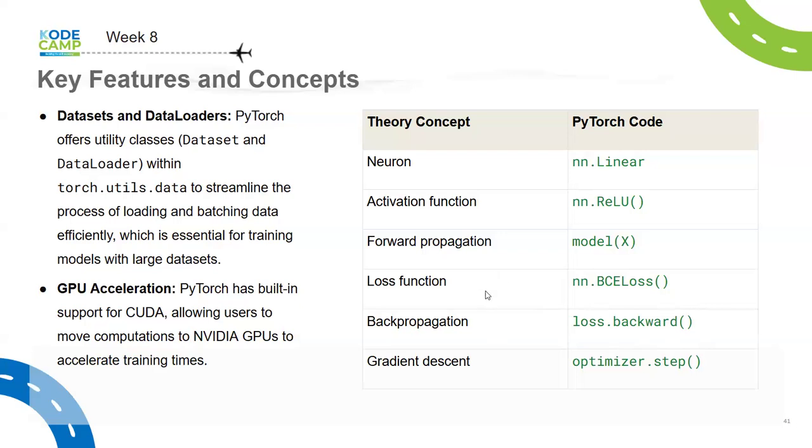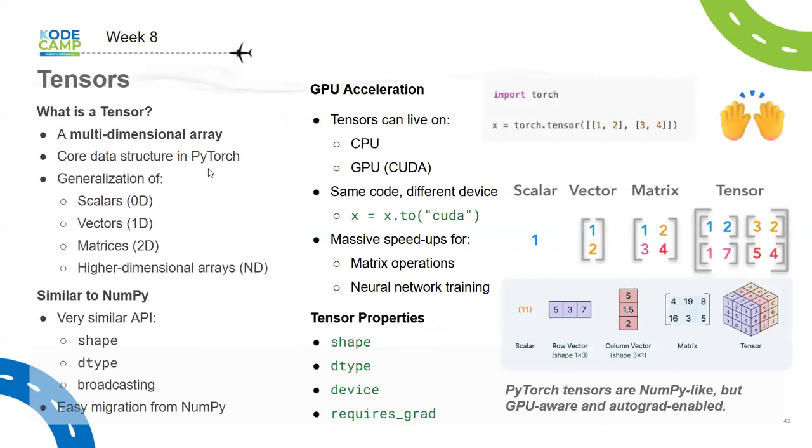So let's talk a bit about tensors. Like I said, a tensor is a multi-dimensional array, right? And it's a core data structure in PyTorch. It is very, very important to understand tensors. Tensors are a generalization of all data structures.